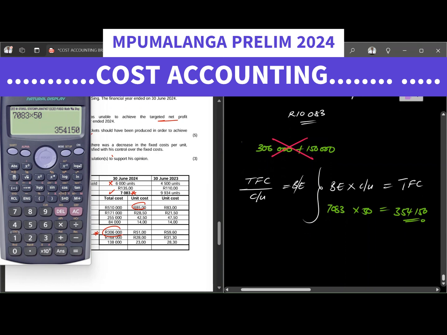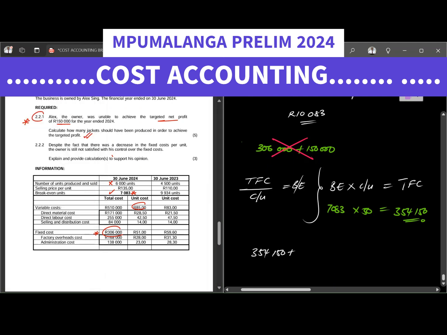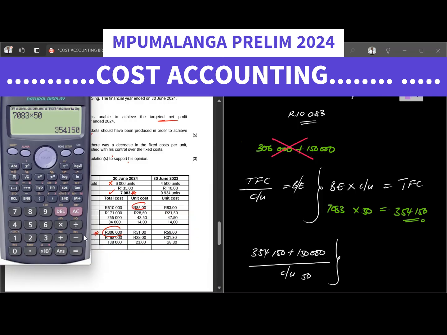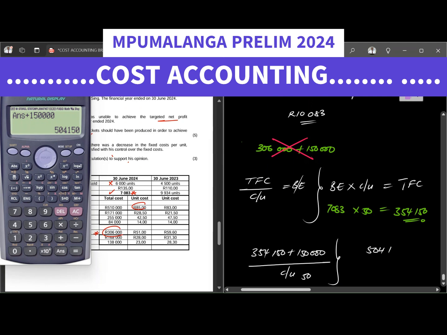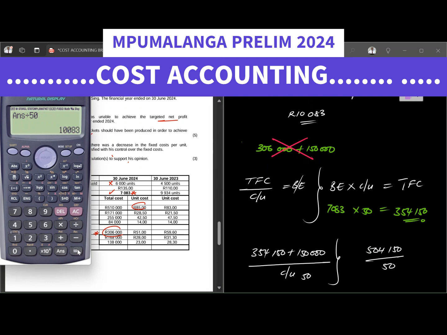So I take the 354,150 and add my intended profit of 150,000. And then I divide that by my contribution per unit, remember, that's your 50 bucks. Let's use our calculator: 354,150 plus the 150,000 gives me 504,150. And then I divide that by 50.